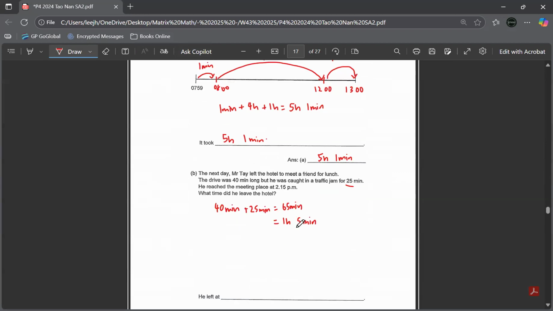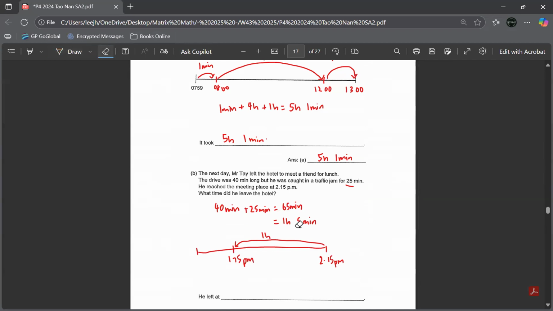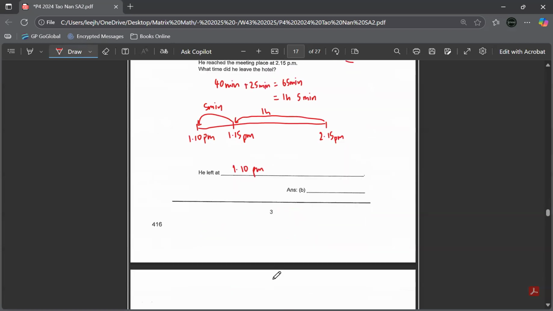So I need to draw a timeline. He reached the meeting place at 2:15 p.m., right? So I have to calculate 1 hour before. It will be 1:15 p.m. This Wacom is horrible. 1:15 p.m. and another 5 minutes before, it will be 1:10 p.m. So your answer is 1:10 p.m. He left at 1:10 p.m.